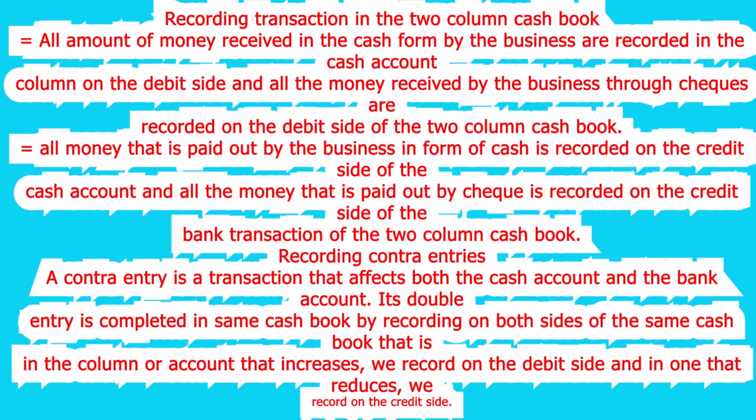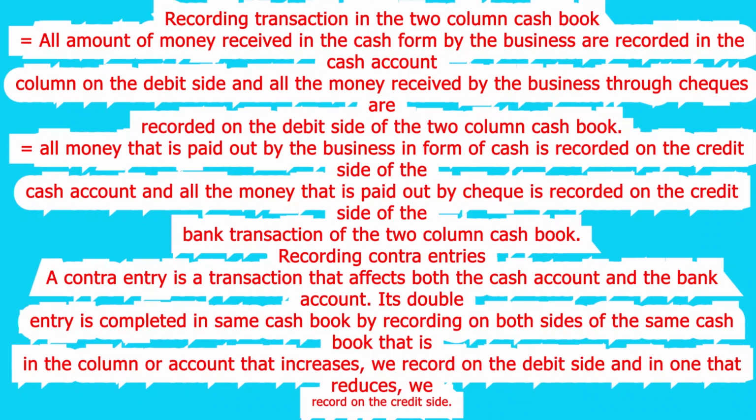Then let us now look at recording transactions in the two-column cash book. All amounts of money received in cash form by the business are recorded in the cash account column on the debit side, and all the money received by the business through checks are recorded on the debit side of the bank account. All money that is paid out by the business in form of cash is recorded on the credit side of the cash account, and all the money that is paid out by check is recorded on the credit side of the bank account of the two-column cash book.